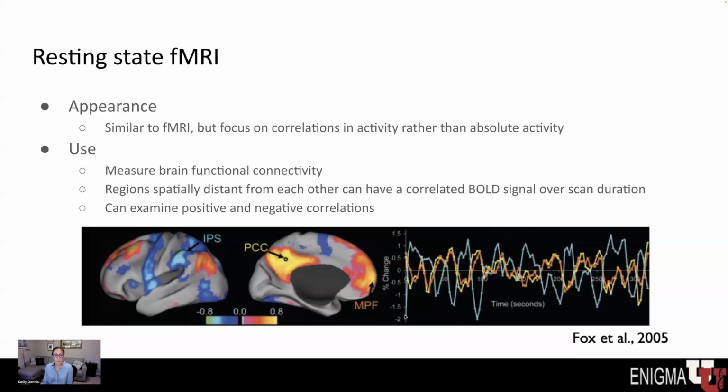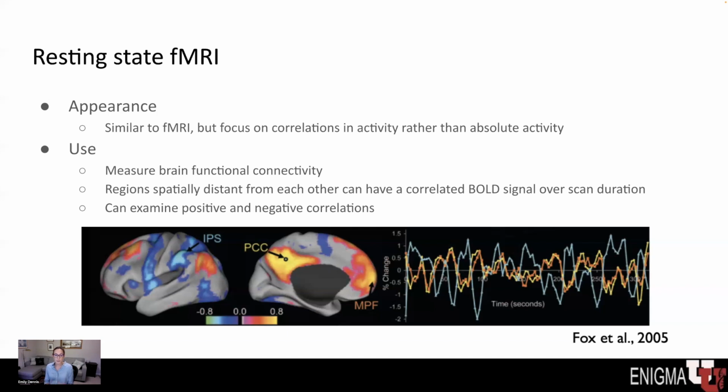Whereas you can look at other regions that are negatively correlated, meaning they're doing the opposite. One of these is the inferior parietal sulcus, which you can see here in blue in the graph. When the PCC and the mPFC are down, the IPS is up, and vice versa. And these two are kind of anti-correlated over the course of the scan. So regions that are spatially distant from each other, and in some cases not actually directly structurally connected to each other, can have correlated BOLD signal over a scan duration.